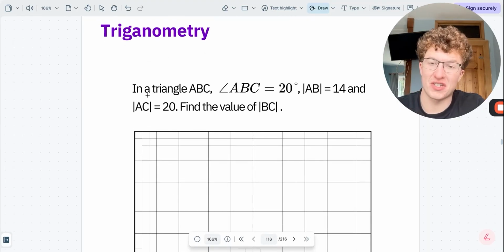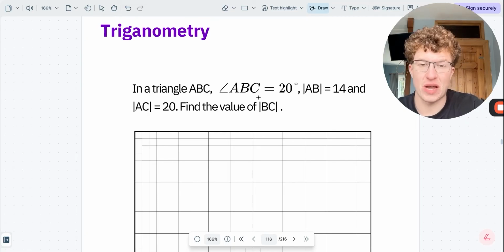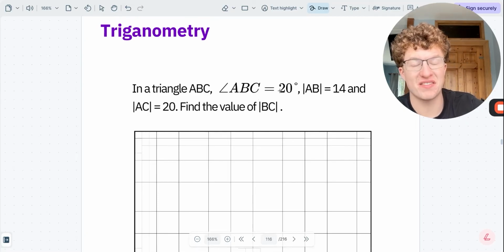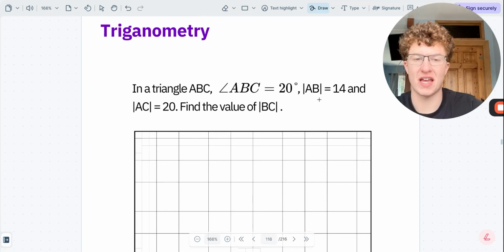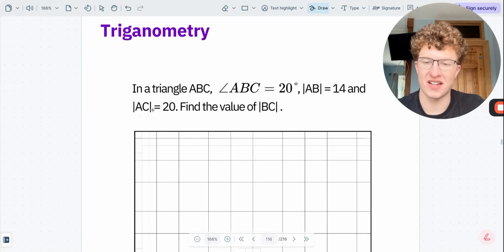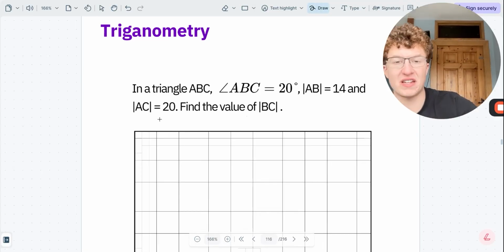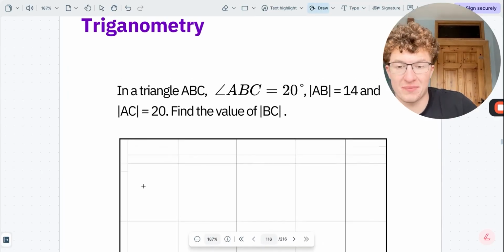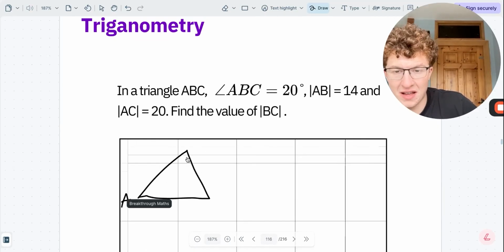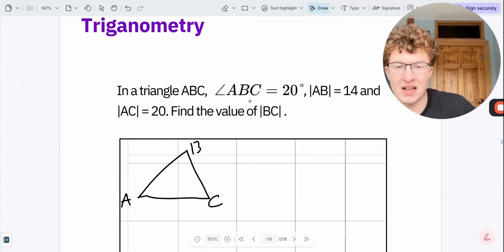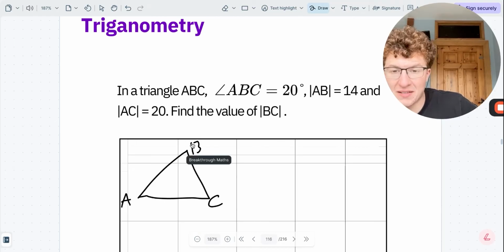Final question in this section. We have a triangle ABC. We have the angle between AB and C is 20 degrees. The length of the side AB is 14, and the length of the side AC is 20. We want to find the value of BC. First thing you do here, always sketch the triangle. So just roughly guessing, I'm going to say this is A, this is B, and this is C. ABC.